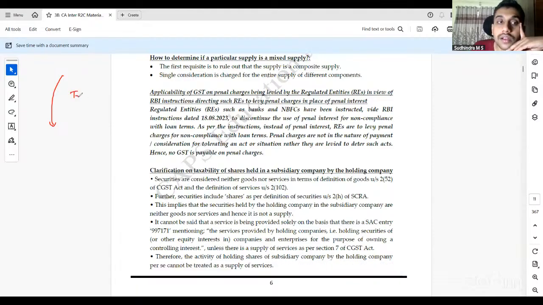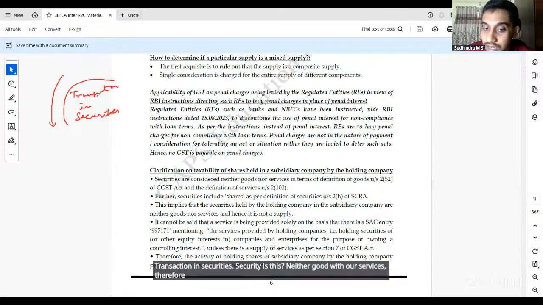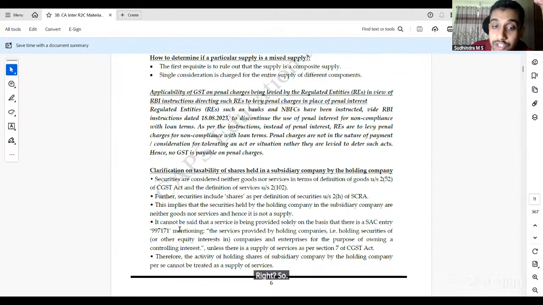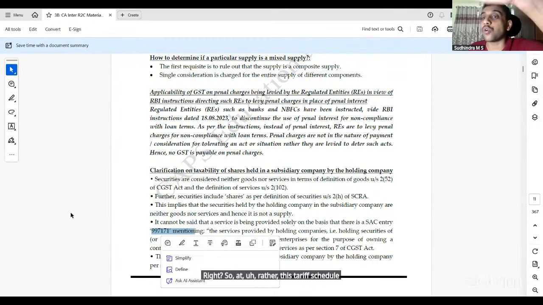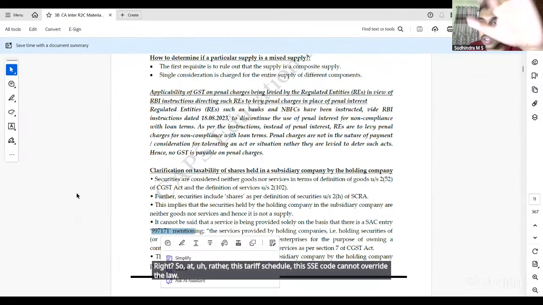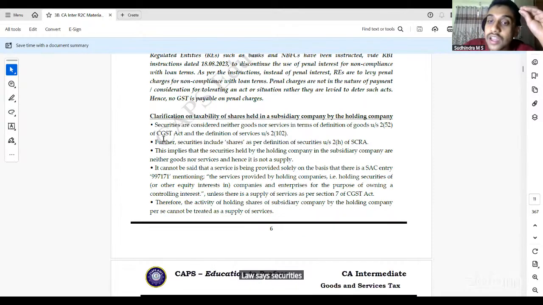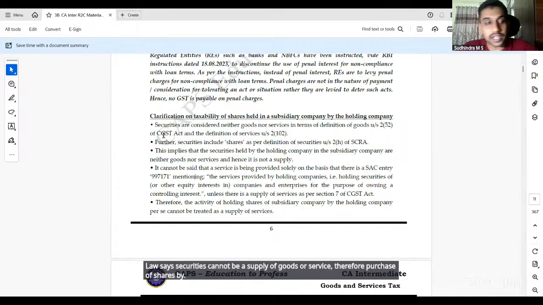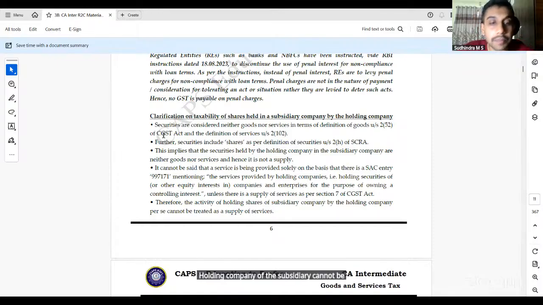Transaction in securities is neither supply of goods nor services. Therefore, it cannot be considered as supply. Just because there is one SAC entry, that doesn't mean that you have to classify it as service. Rather, this tariff schedule, this SAC code cannot override the law. Law says securities cannot be a supply of goods or service. Therefore, purchase of shares by holding company of the subsidiary cannot be considered to be supply.